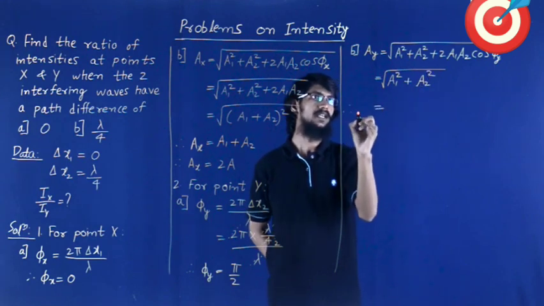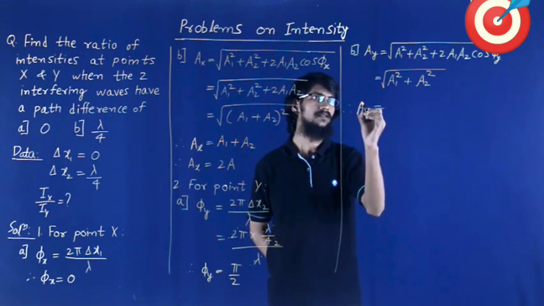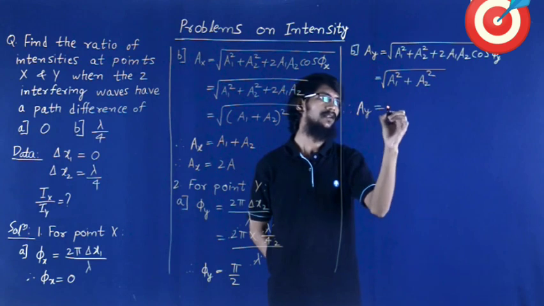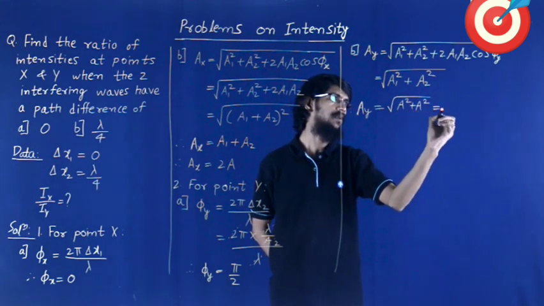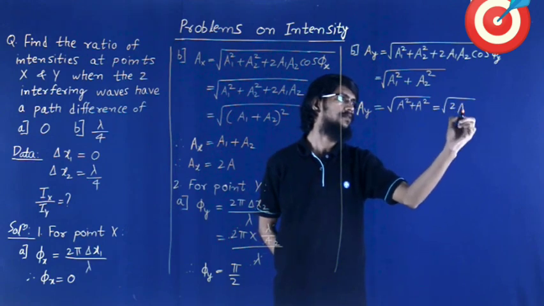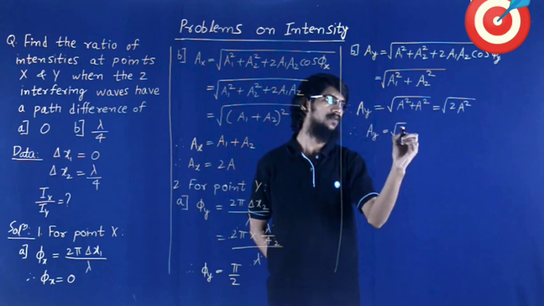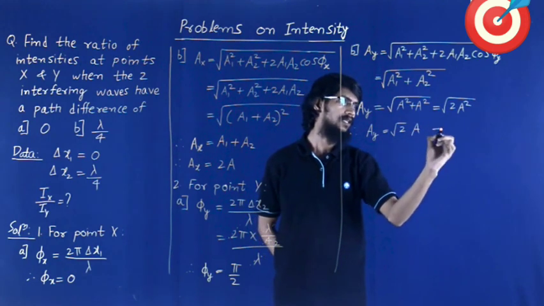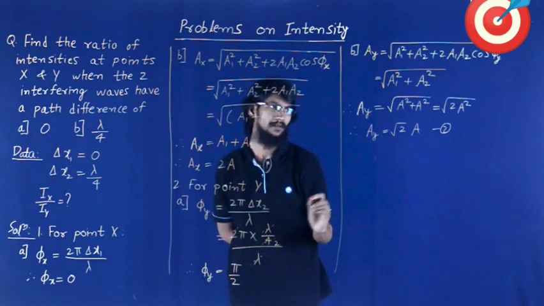Now again, if we say a1 is equal to a2, we will come to know that this ay is going to be square root of a square plus a square, which is simply square root of 2a square. So we will get ay is equal to square root of 2 multiplied by a. Let's call it equation number 2, and let's call the earlier one number 1.